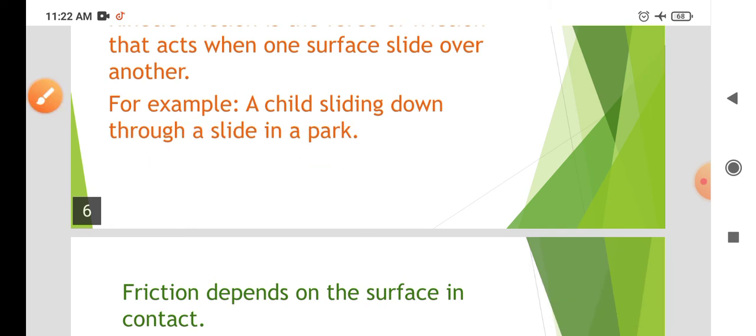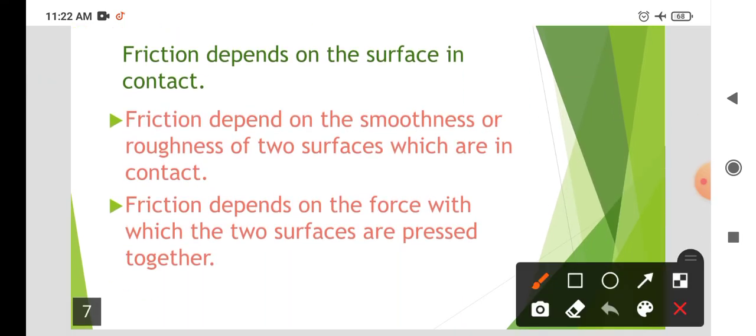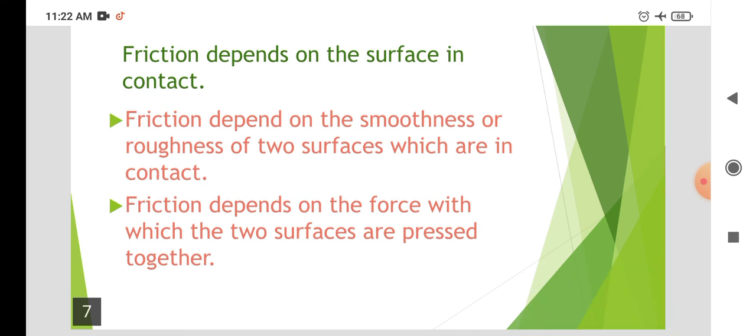Our next topic is that friction depends on the surfaces in contact. Friction depends on the smoothness or roughness of the two surfaces which are in contact. Next is that friction depends on the force with which the two surfaces are pressed together.